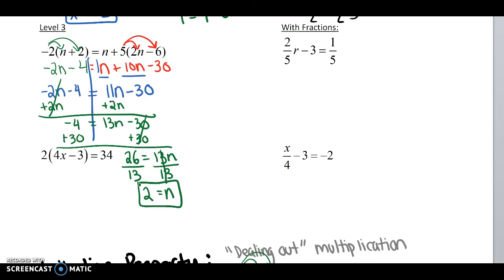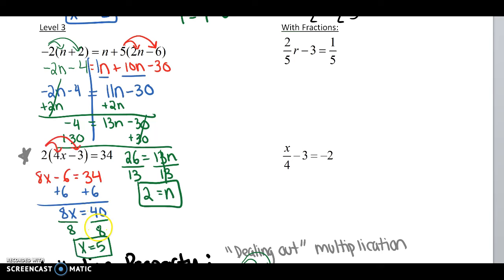You can go ahead and check that on your own. Do that on your own paper. I would also like you to try this problem here. And again, pause the video. I'll come back with the answer. No cheating. Okay, if you did this problem correctly on your own, you should get x equals 5. If you did not get x equals 5, use this as a tool to learn from your mistakes.